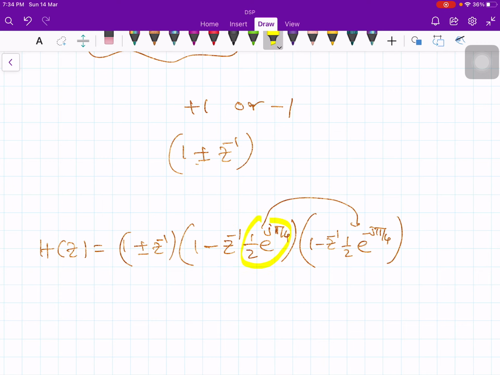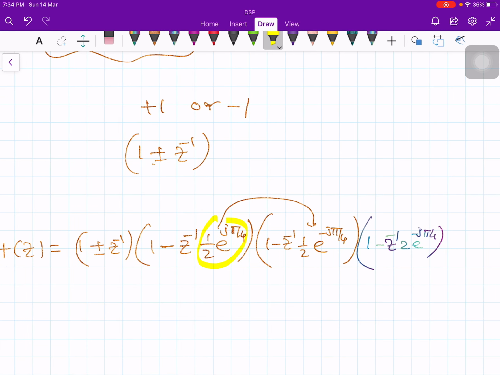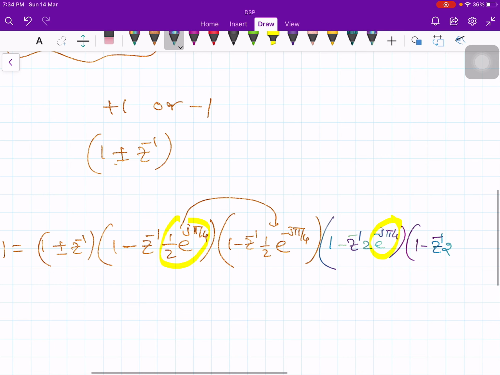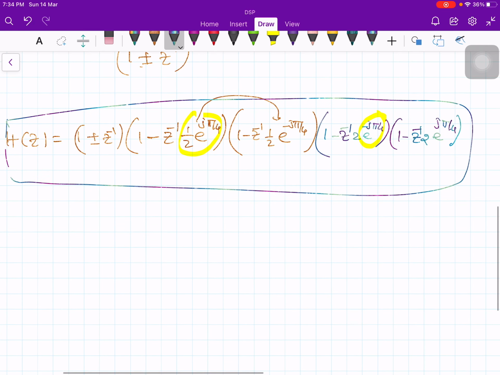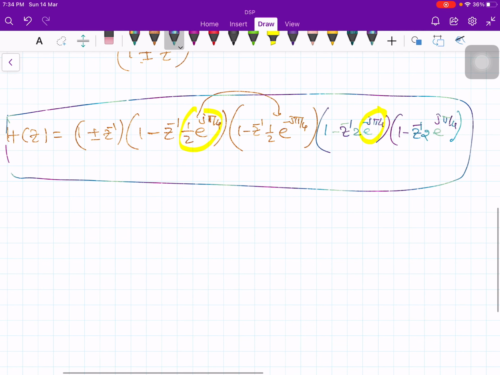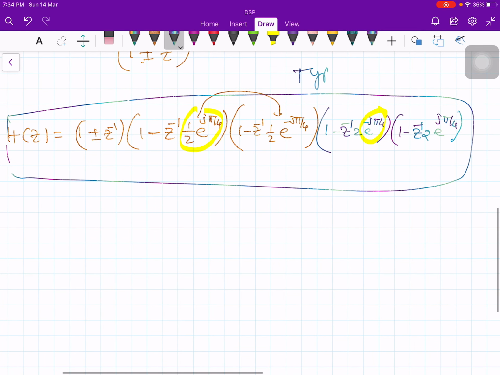And the reciprocal of this. So I have 1 minus z inverse 2 times e to the minus j pi by 4, and then the conjugate of this, 1 minus z inverse 2 times e to the plus j pi by 4. Okay, so this is the transfer function of the given problem. So this is for type 1.